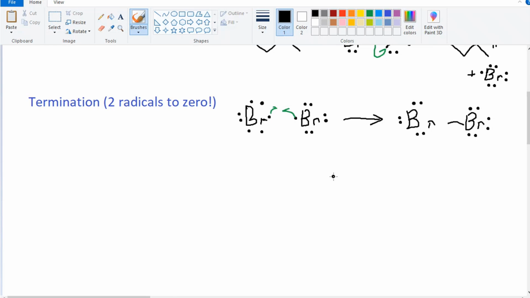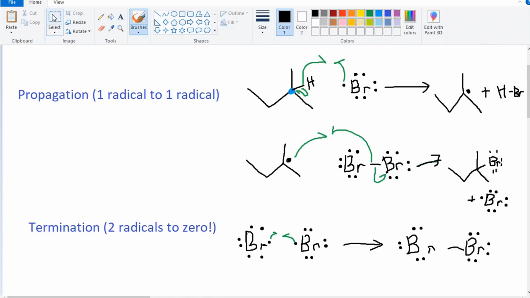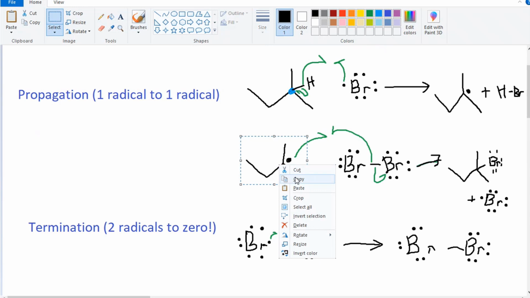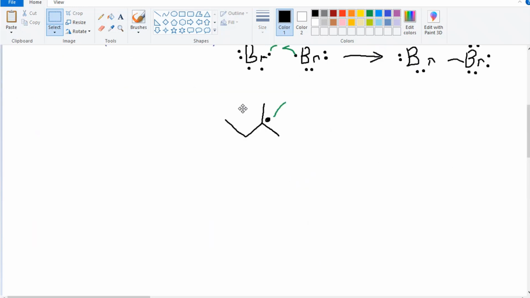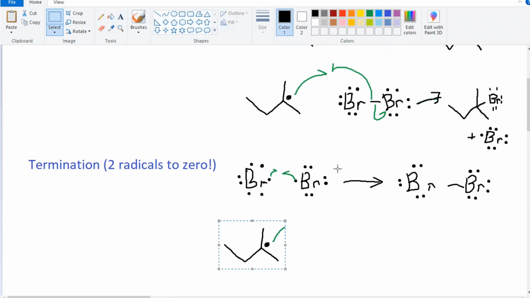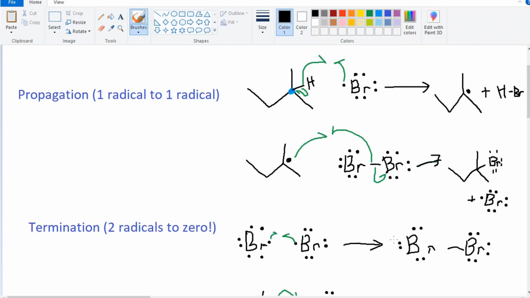There we go. Now, the other possibility is you could have one of these guys. Ooh, I just found an easy way to make myself have to do less drawing. Copy, paste. I could have one of these guys react with, copy, paste, one of these guys. And if I do that, then I get the same final product that I was interested in at the beginning, which is 2-methyl 2-bromo.